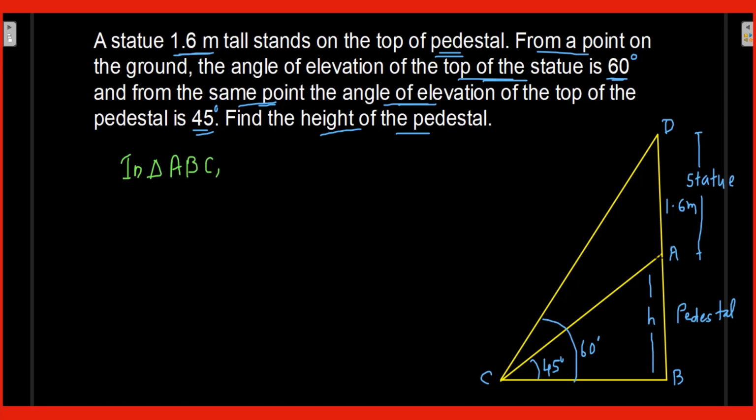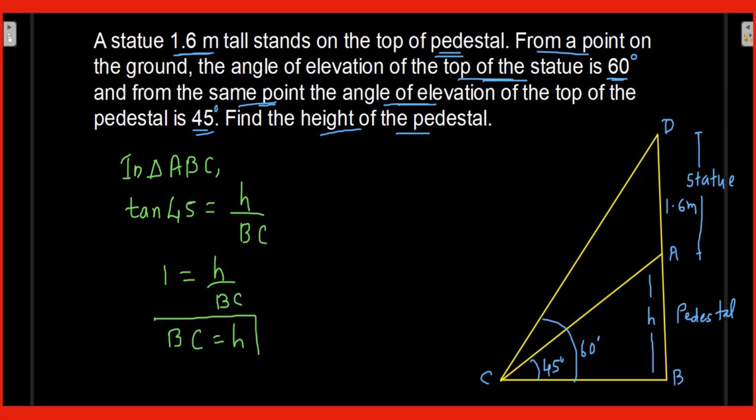In triangle ABC, tan 45 is equal to opposite upon adjacent. So tan 45 is equal to the opposite side h upon the adjacent side BC. But tan 45 is 1, so 1 is equal to h upon BC. Take BC to this side and you will get BC is equal to h. So this is the first important step, highlight this. So we have got BC as also h meter.